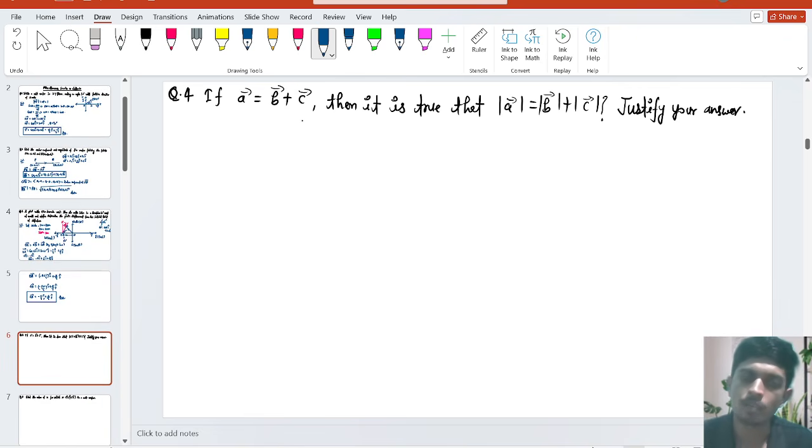Coming to the next question. If vector A equals vector B plus vector C, then is it true that the modulus of vector A equals the modulus of vector B plus the modulus of vector C? Justify your answer.